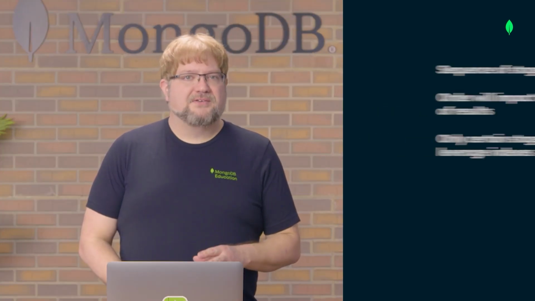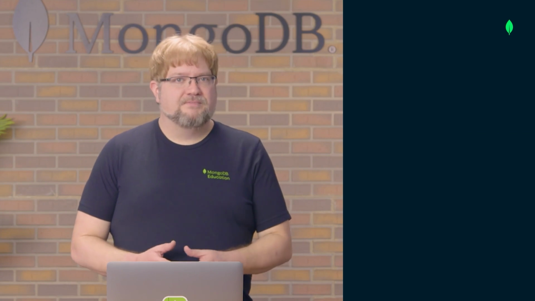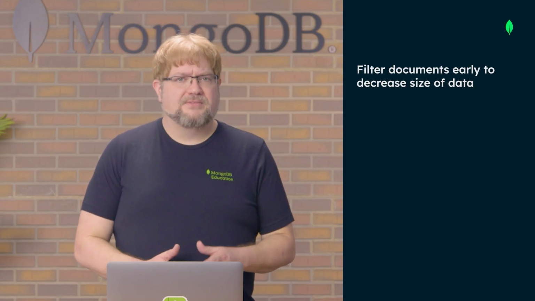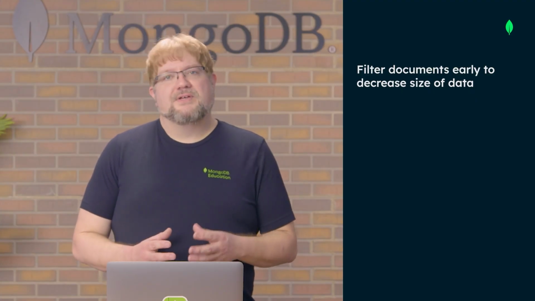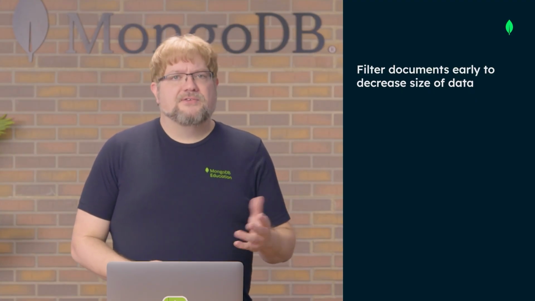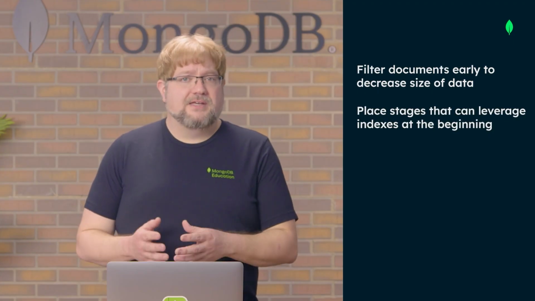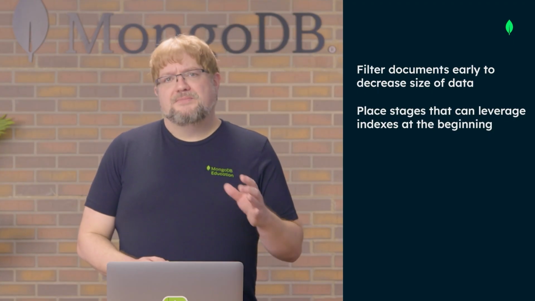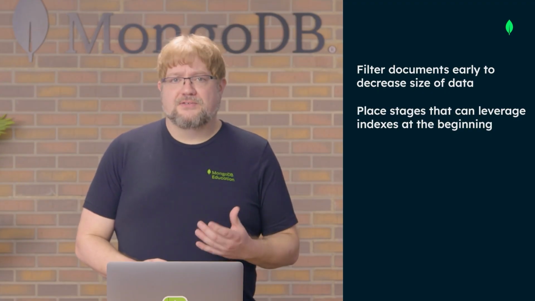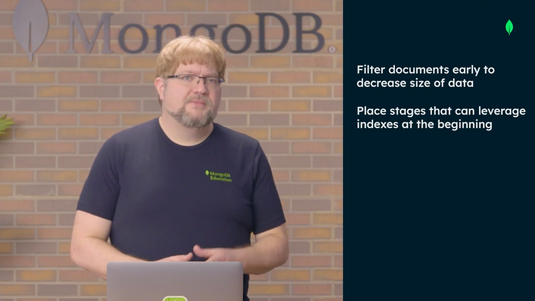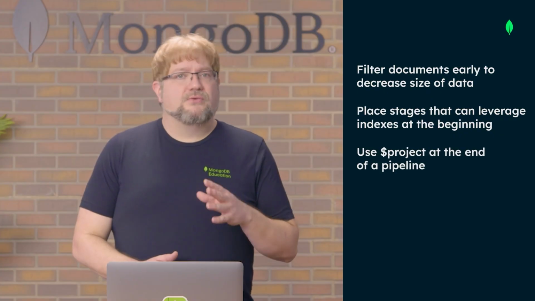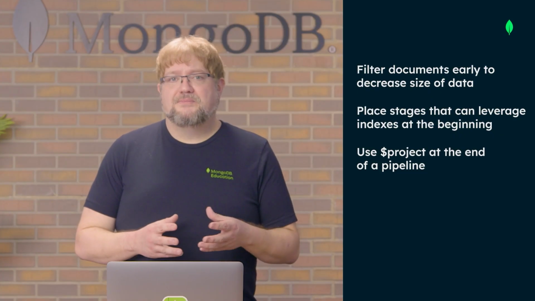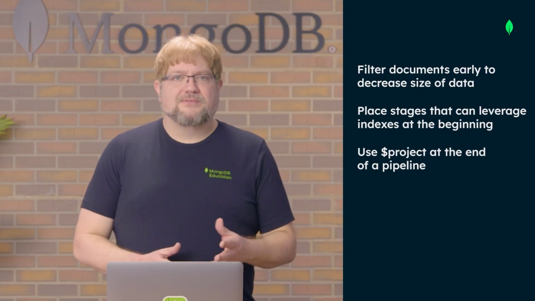Here are some best practices that you can follow to sequence stages. Filter documents early with stages like match to decrease the size of the data. This way, we're only retrieving and processing what we need. Next, try to place stages that can leverage indexes, like match and sort, closer to the beginning of a pipeline. This helps the execution engine use relevant indexes to retrieve documents more efficiently. Finally, use project towards the end of a pipeline. This helps us avoid losing fields that are necessary for optimization and to calculate accurate results.